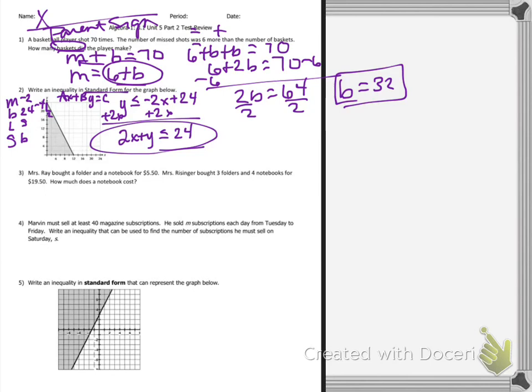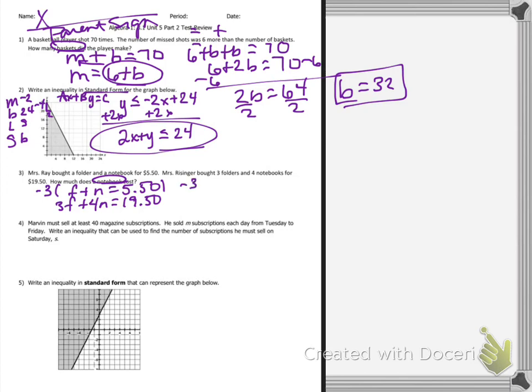For number 3, we can zoom in a little bit. I have a folder and a notebook is 5.50. Mrs. Reisinger bought 3 folders and 4 notebooks for $19.50. So you can do substitution, you can do elimination. Again, this is talking about notebooks, so I want to get rid of F and keep N. I'm going to multiply by a -3.